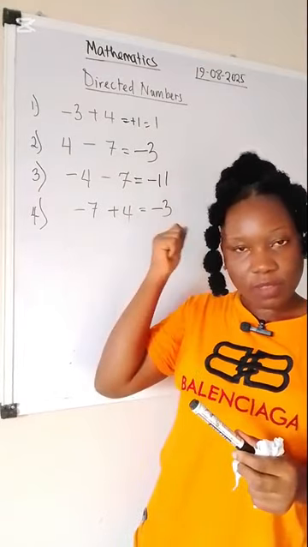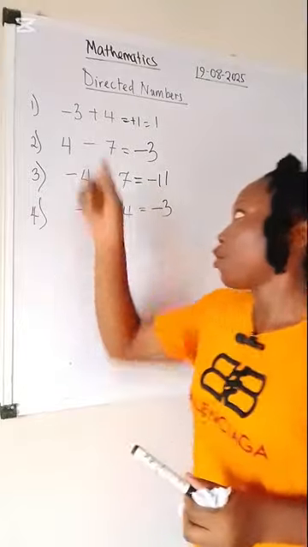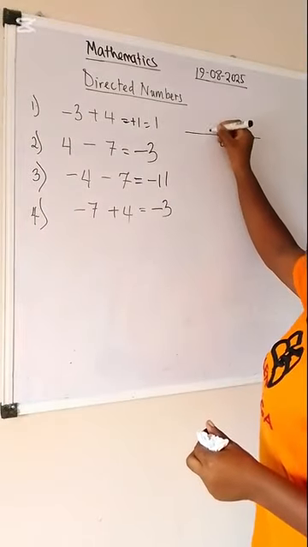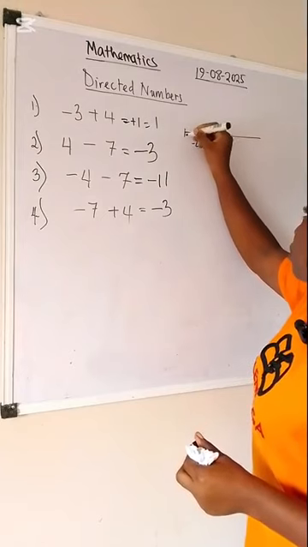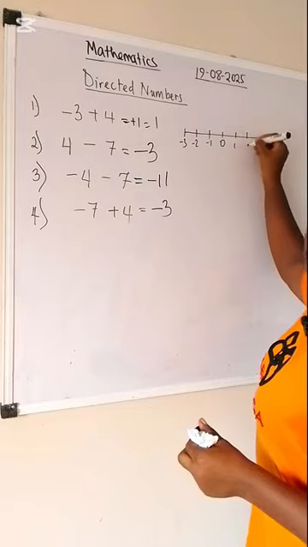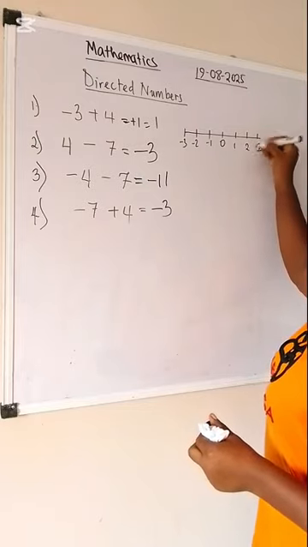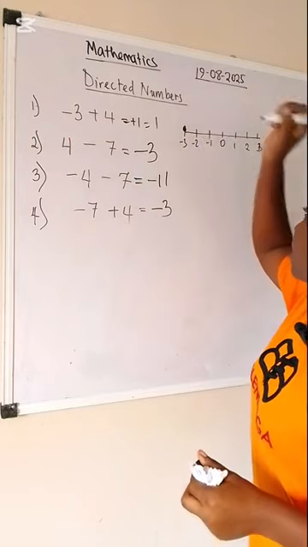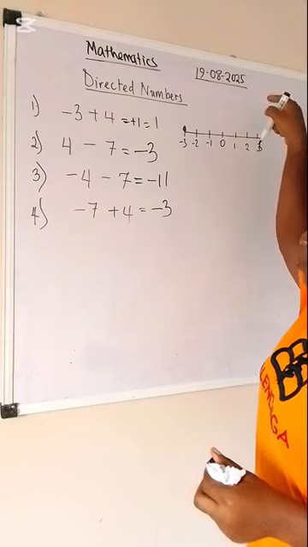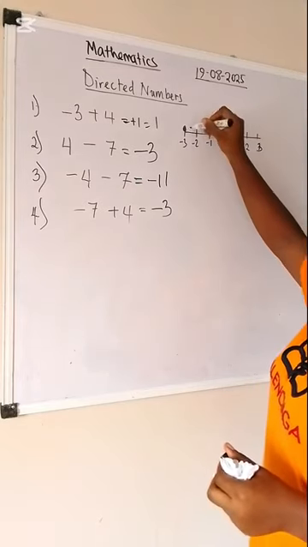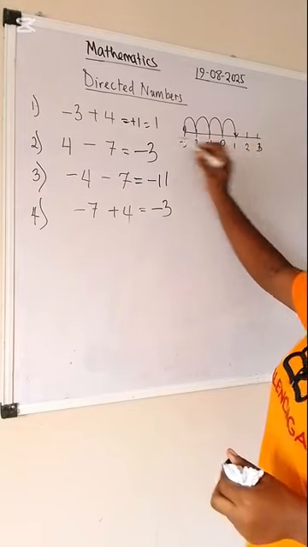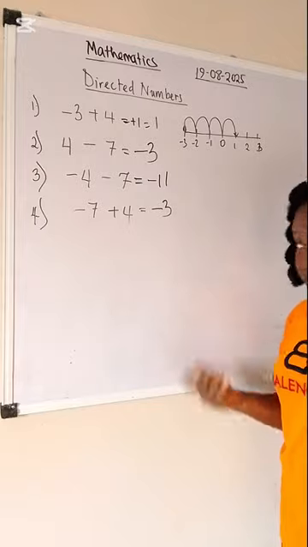Let's work some of them out using the number line. For instance, this one, let's work this out using the number line. So we have 0, minus 1, minus 2, minus 3. Then we have 1, 2, 3. Okay, so we have minus 3 plus 4. When you're adding, you are moving right. 1, 2, 3, 4. So this brings us to the answer, which is 1, which is exactly what we got.